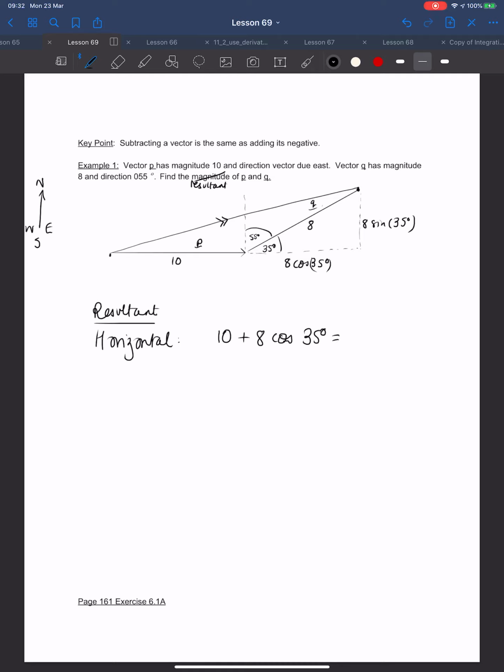We need a calculator for that. They've done it a different way in the book. I'll carry on with this one. I've just got to nip off to find my calculator. Let's look into the kitchen.